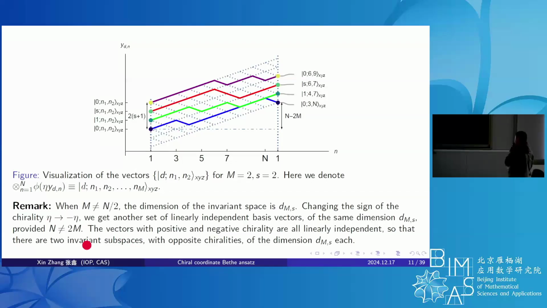There's a remark. If M is not N over 2, we checked numerically that the dimension of the invariant space is equal to the number of vectors in the basis. Another thing is if we change the sign of the chirality eta to minus eta, the Hamiltonian is the same, so we get another set of linearly independent basis vectors with the same dimension. So the vectors with positive or negative chiralities are all linearly independent, so there are two invariant subspaces with different chiralities and the same dimension. Another remark is why we call it chiral coordinate: we see this phase increases linearly, like a chirality. For this reason, we call our ansatz the chiral coordinate Bethe ansatz.